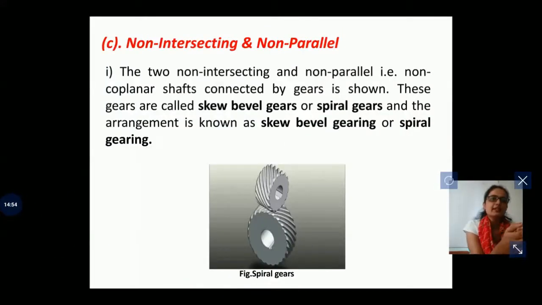Now the third category in position of the shaft is non-intersecting, non-parallel. When the position of the shaft is non-intersecting and non-parallel, it means one shaft is in this way, another shaft is that way, so they never meet with each other. Also they are not coplanar. The shafts are not in the same plane, the shafts are non-parallel, the shafts are non-intersecting. In that case the gear used is called the skewed bevel gear. Okay, so let's see it.